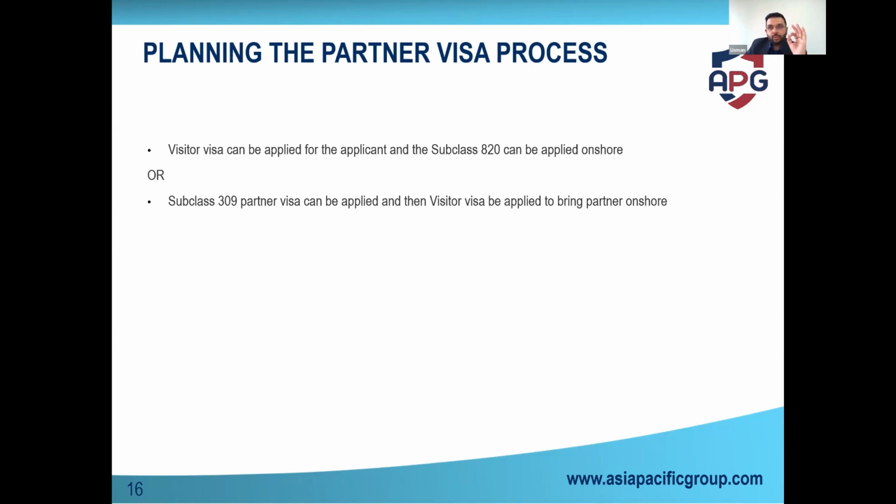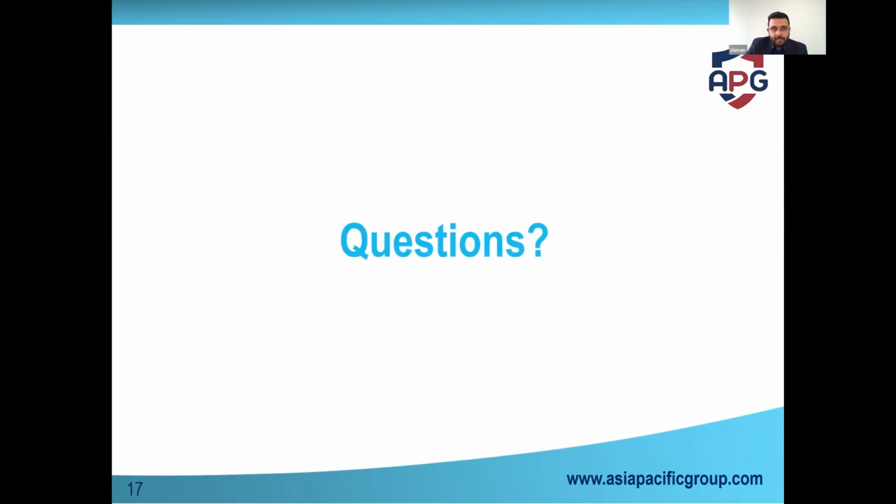Now, the only thing that can stop you from applying for 820 is a no further stay condition. Sometimes they put a condition called no further stay 8503, in which you cannot apply for another visa while you're onshore. But that's not in every case, only 10-20% of cases. So it comes down to luck as well. That element is a bit of a luck thing, right? So I think this is the main thing.